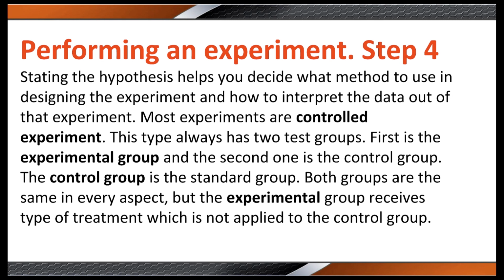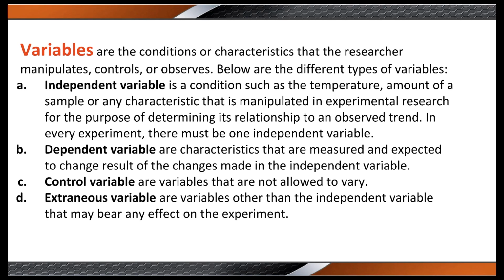So if you're trying to see if a certain fertilizer works on a plant, you wouldn't give the fertilizer to both plants, because maybe the plant would grow okay if it didn't have any fertilizer on it in the first place. What you need to do is have one plant, the experimental group, that gets the fertilizer, and then the control group, the plant that does not get the fertilizer. That's the right way to do it.